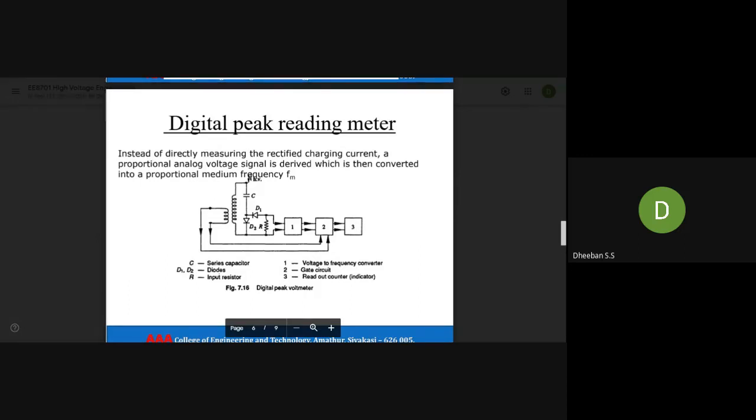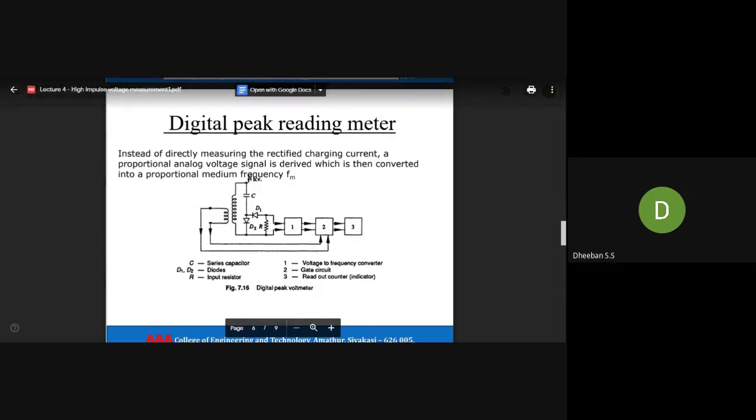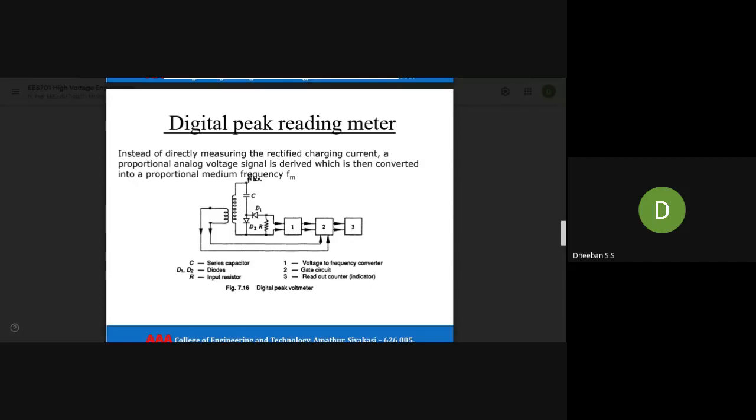Here, they'll be making it with some blocks. The first block corresponds to a voltage to frequency converter. The second block is your gate circuit. A gate circuit is the circuit responsible for the firing pulses, as you might have studied in power electronics. It gives the control pulses. The third one is a readout counter, a counter circuit. In your digital logic circuits, you might have studied synchronous and asynchronous counters. It is like that, a counter circuit.